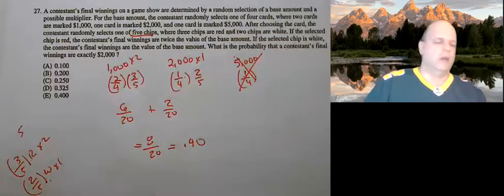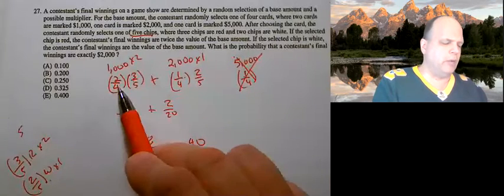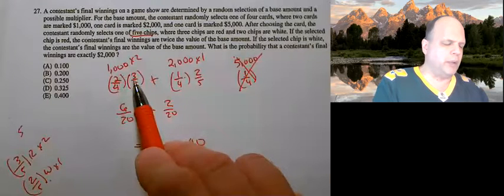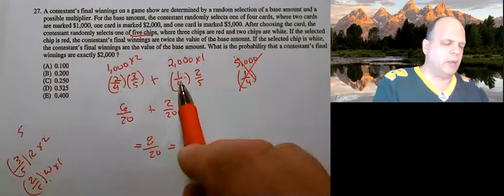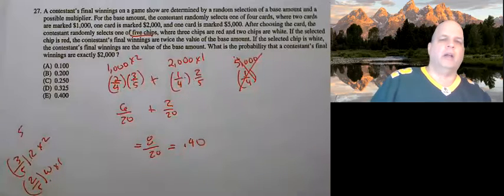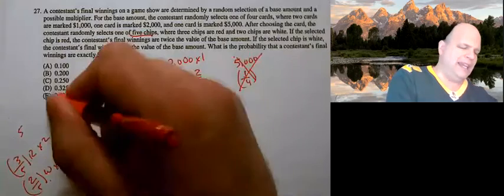All right. And all I did, 2/4 times 3/5. The probability of getting a 1,000 times the probability of getting a red. Probability of getting 2,000 times the probability of getting a white. And that will equal 40%. And my answer is E.